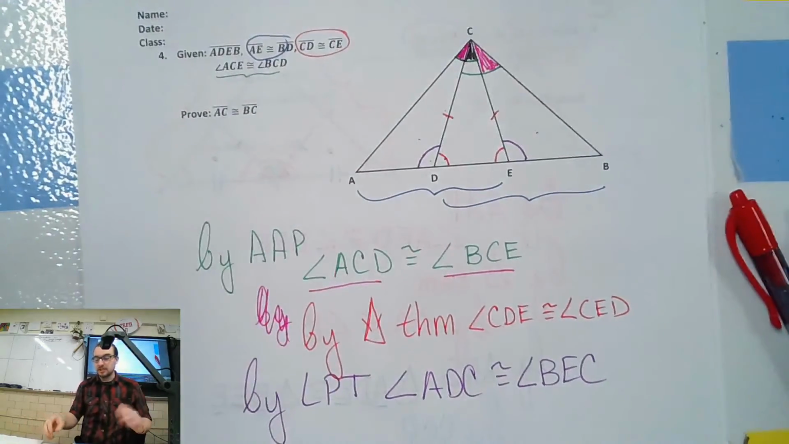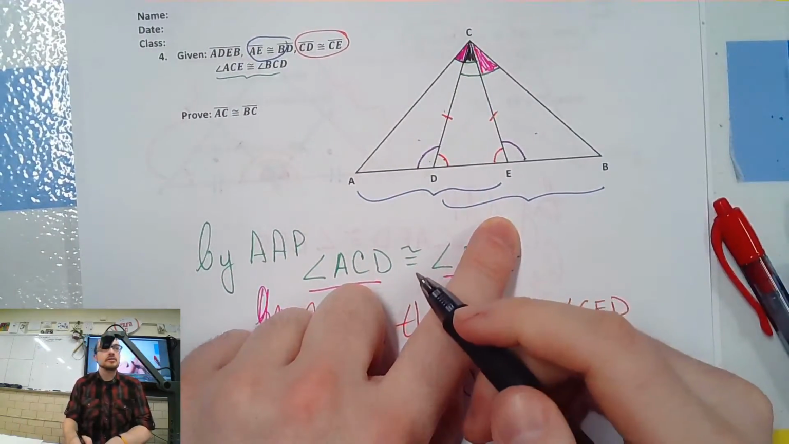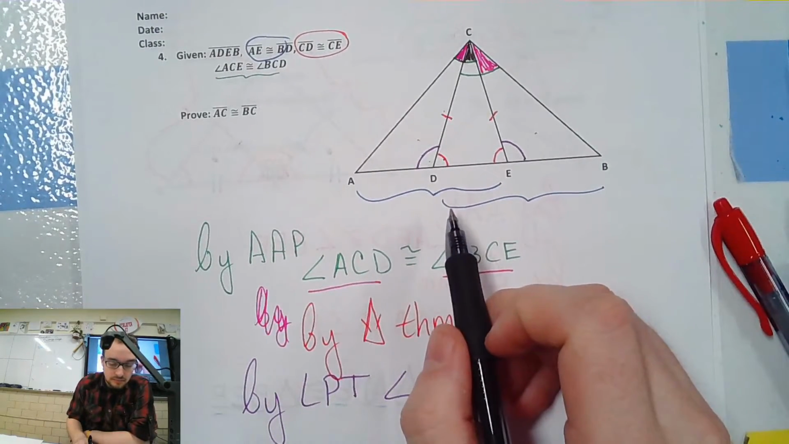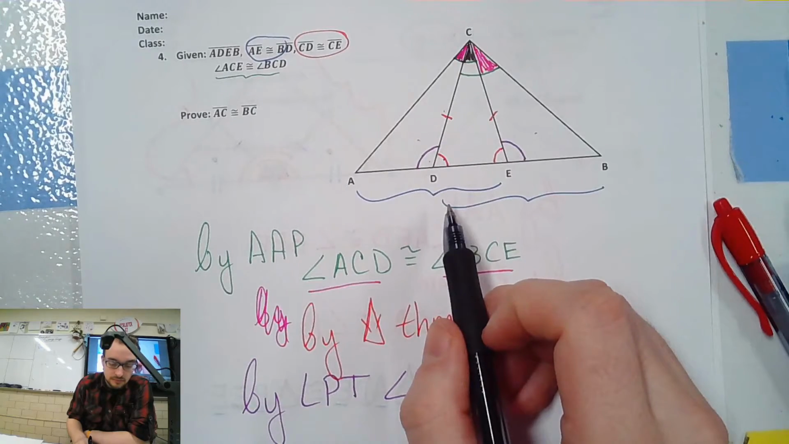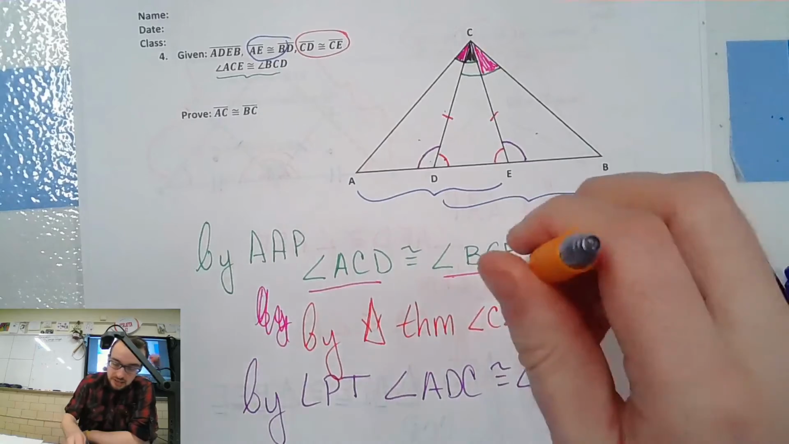Let's get some more information though, just for the heck of it. What would we do with the bottom part if we wanted to get some information out of that? Zayden, give it to me. Use SAP to get AD and BE. So those two are going to be the same.